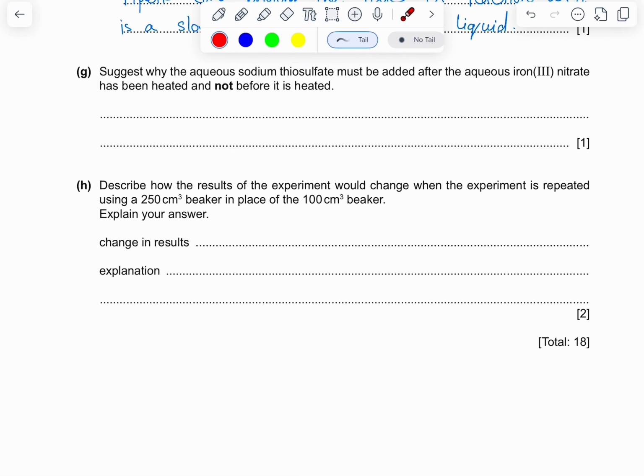Next question: suggest why the aqueous sodium thiosulfate must be added after aqueous iron 3 nitrate has been heated and not before it is heated. So why should iron 3 nitrate be heated first and then sodium thiosulfate added? Why can't it be that we add sodium thiosulfate and then heat the nitrate and then see the reaction?